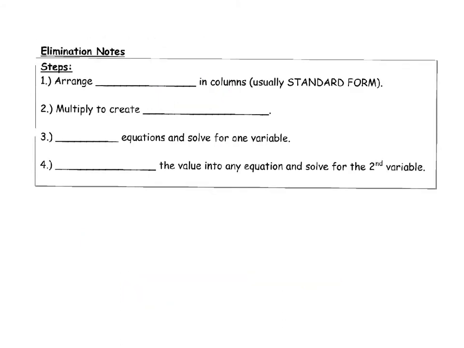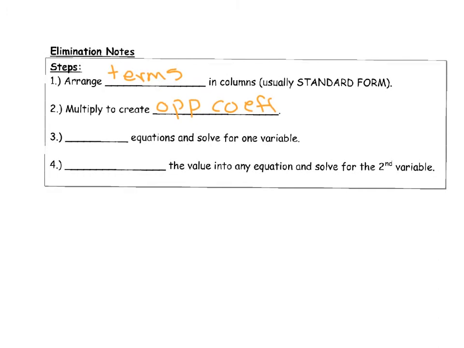Okay, now we're going to look at how to solve systems problems using elimination. So with elimination, I'm going to arrange the terms in columns, and that's usually in standard form. Then I'm going to multiply to create opposite coefficients. Step 3, I'm going to add the equations and solve for one variable. In step 4, I'm going to substitute the value into any equation and solve for the second variable.